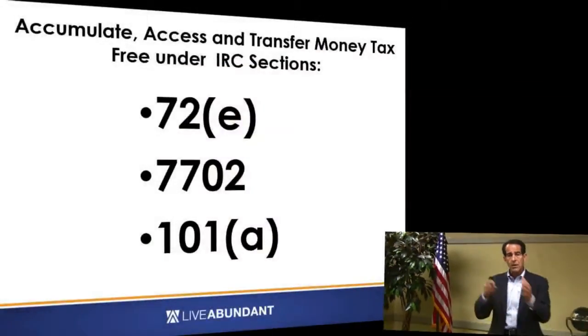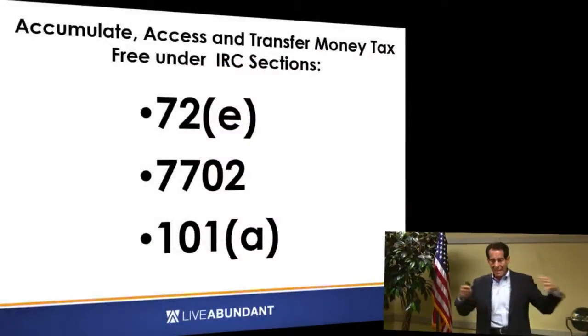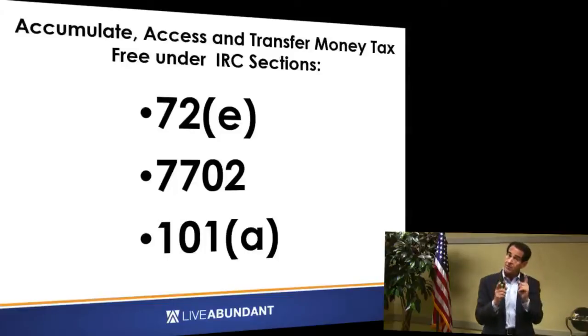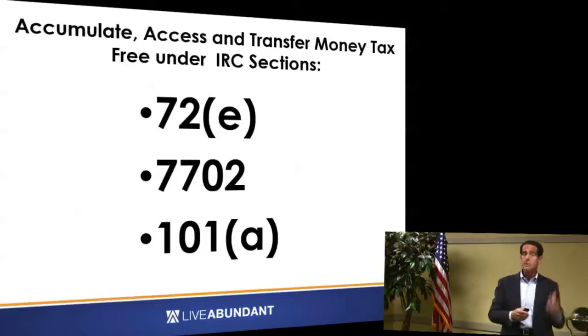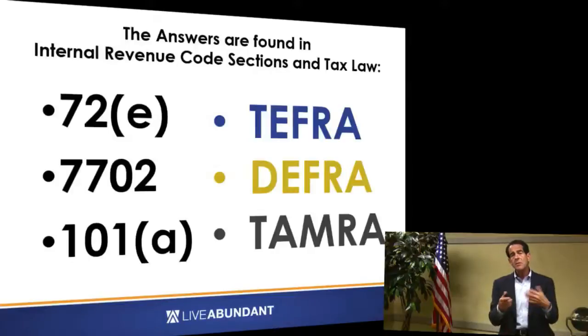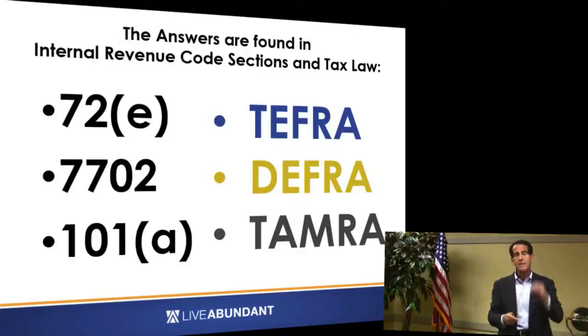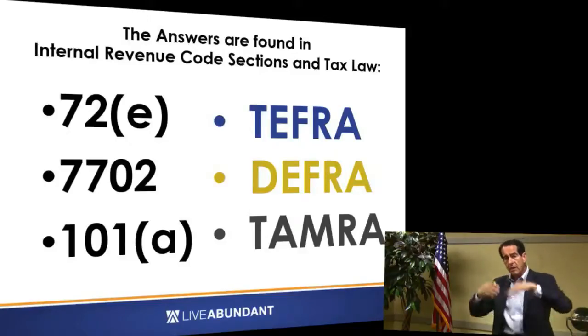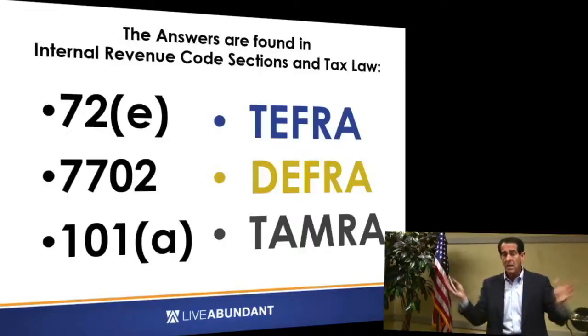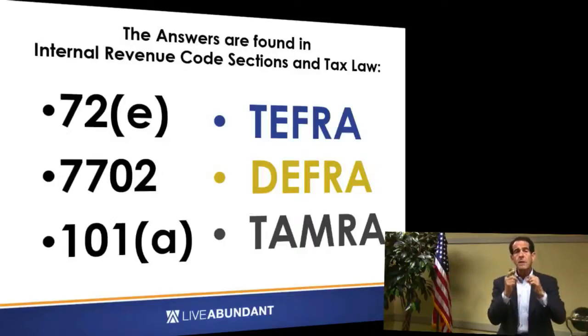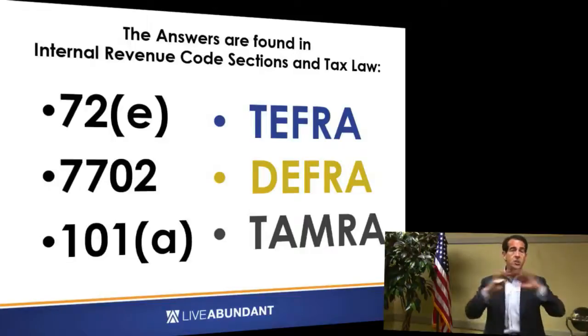And so the secrets are found in the Internal Revenue Code, Section 72E, 7702, 101A, where your money accumulates tax-free under 72E. You can access it tax-free if you do it correctly under 7702, and when you die, it blossoms and transfers tax-free. I'm going to teach you about the Tax Equity Fiscal Responsibility Act, the Deficit Reduction Act, and the Technical and Miscellaneous Revenue Act. These are 3 tax citations that when you adhere to them, because we're experts on this, it is the most incredible way to be able to accumulate, access, and transfer money totally tax-free.